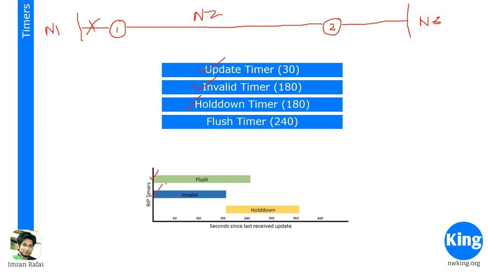invalid and flush start together. So invalid and flush timers start together, and in 240 seconds, when the flush timer reaches 240 seconds, whichever network that flush timer was for, it deletes that network from the routing table and the updates are sent back. That's what the timer is.